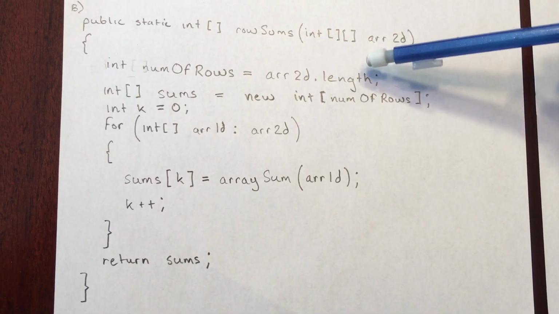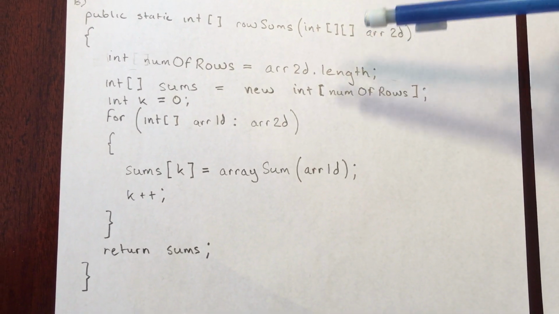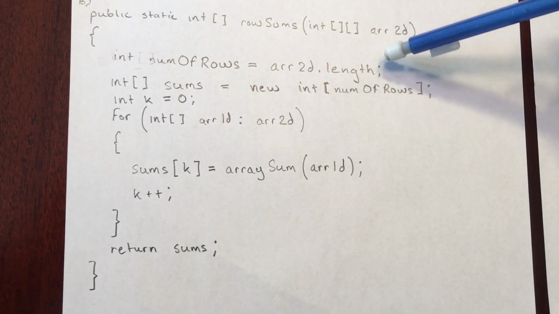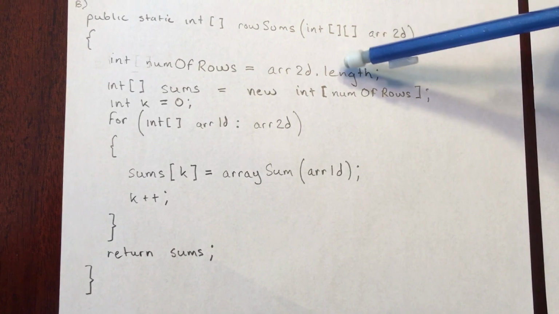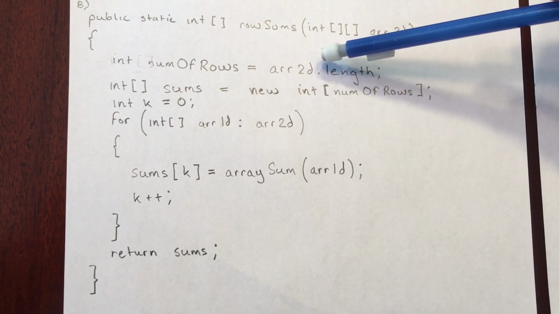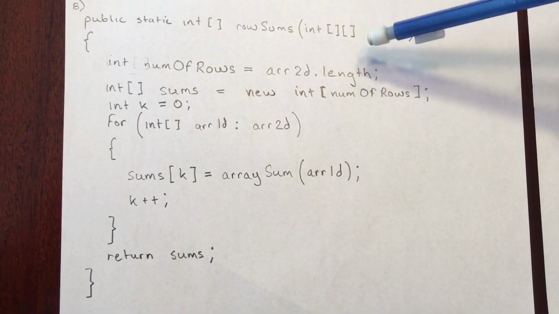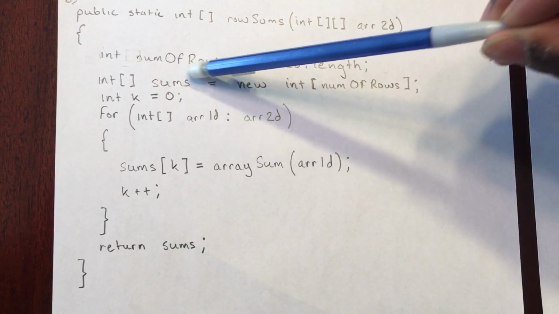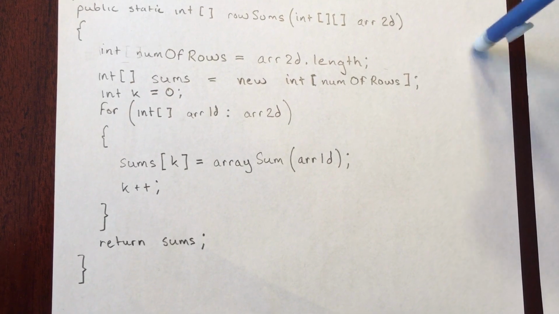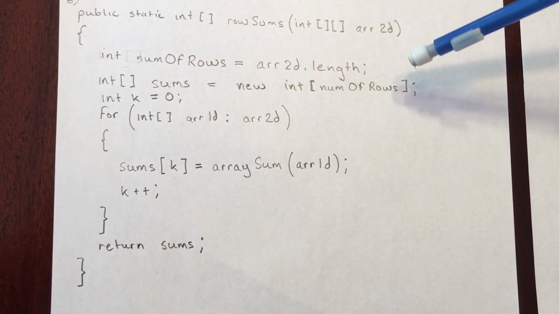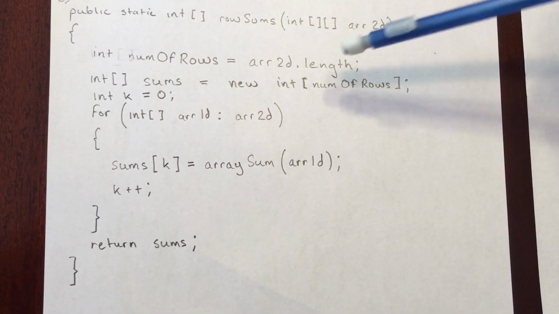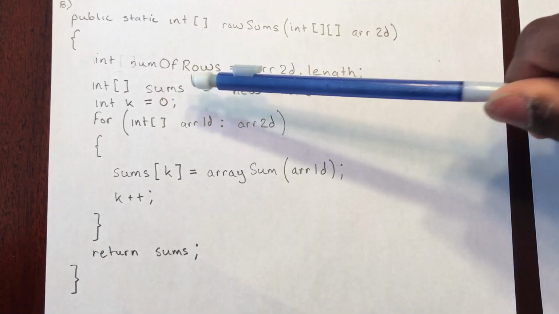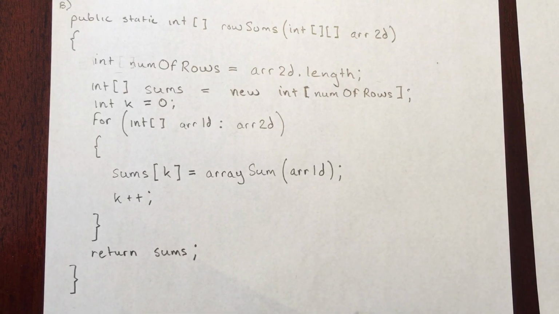So I started by initializing a variable numRows to the number of rows, the length of the two-dimensional array. Then I initialized a one-dimensional array of integers, and I gave it length numRows. I made an iterator k equal to 0.